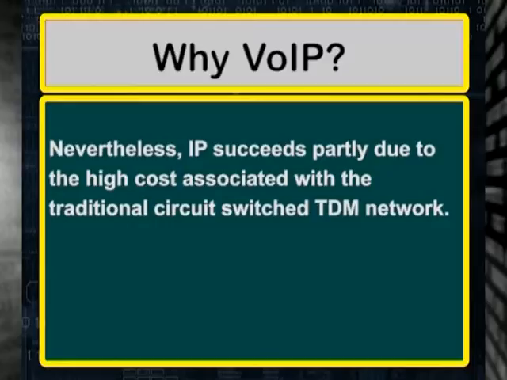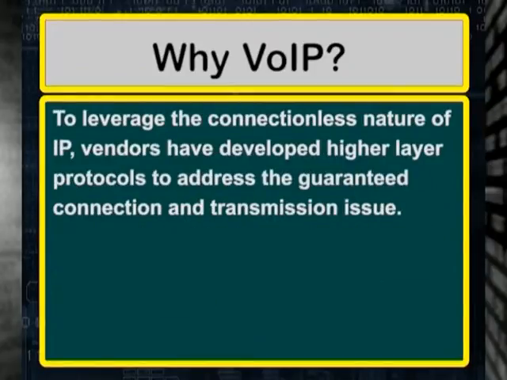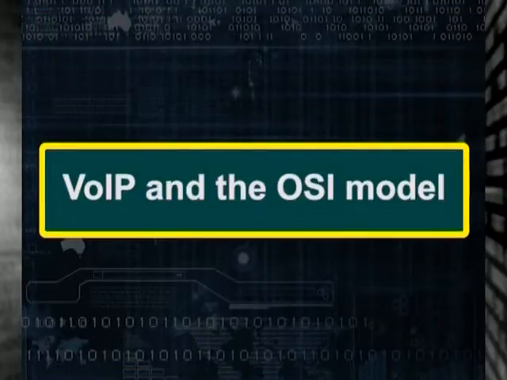Nevertheless, IP succeeds partially due to the high cost associated with the traditional circuit switched TDM network. VoIP uses a packet switched network. It makes the network transparent to the upper layers that are involved in voice transmission through an IP-based network. The existing use of IP networks also allows the integration of voice and data. To leverage the connectionless nature of IP, vendors have developed higher layer protocols to address the guaranteed connection and transmission issue.